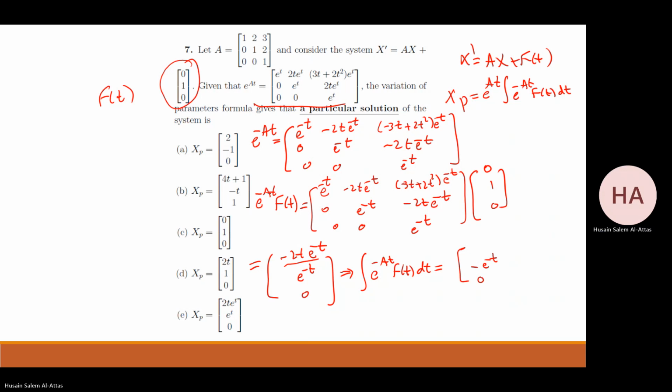Here I need integration by parts or the tabular method. So I have minus 2t and e^(-t). So this is minus 2, 0, minus e, and e^(-t). So that gives me what? This is plus, this is minus. I have 2t e^(-t) plus 2e^(-t). Okay. That's what I get.